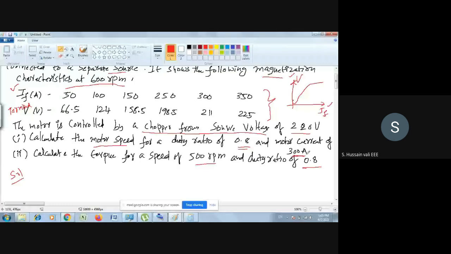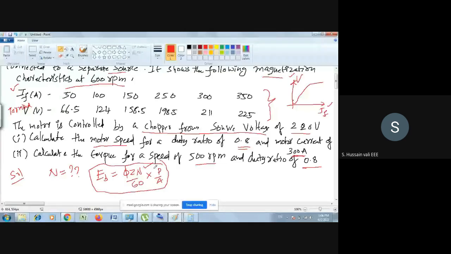Now what is your job? Where can you find out this motor speed first of all? In which equation do you find the motor speed in case of the DC series motor? One equation I will get here: EB is equal to pi Z n by 60 into P by A. This is one equation in which you find out the speed.